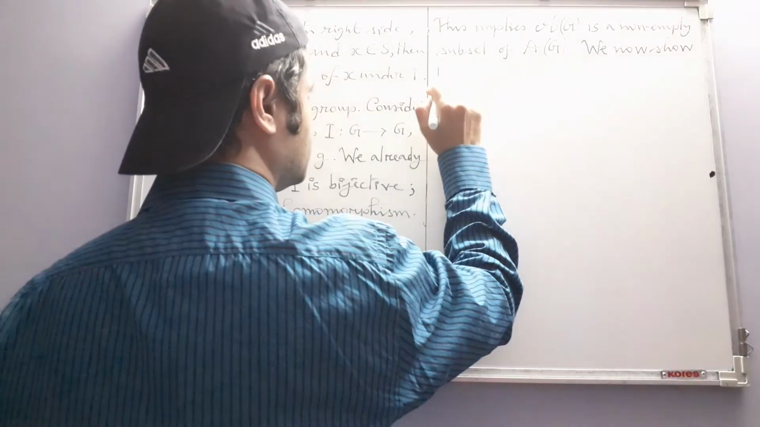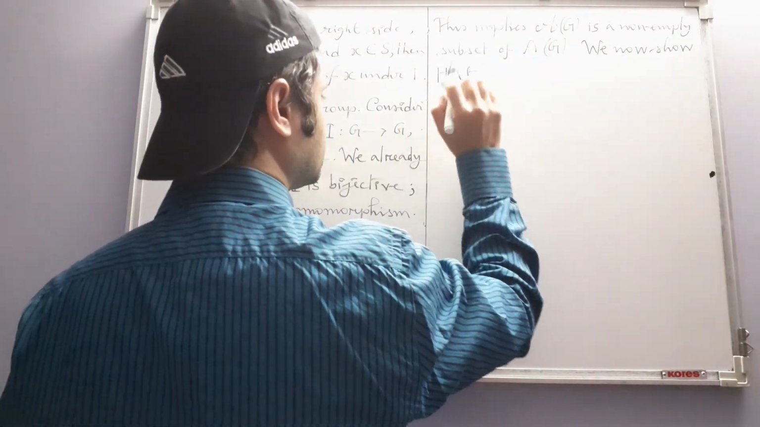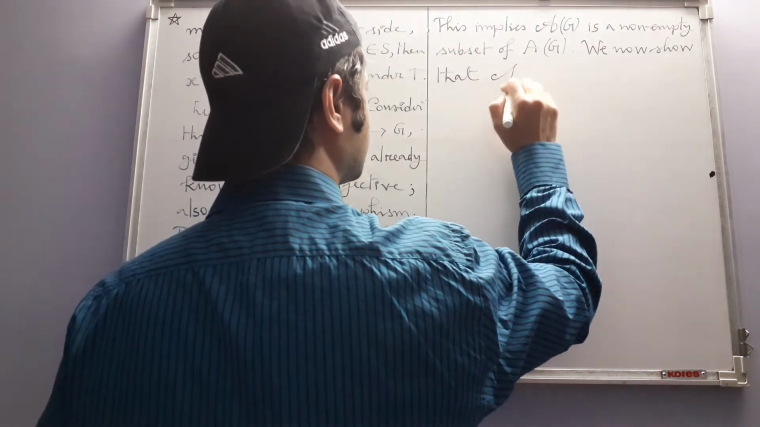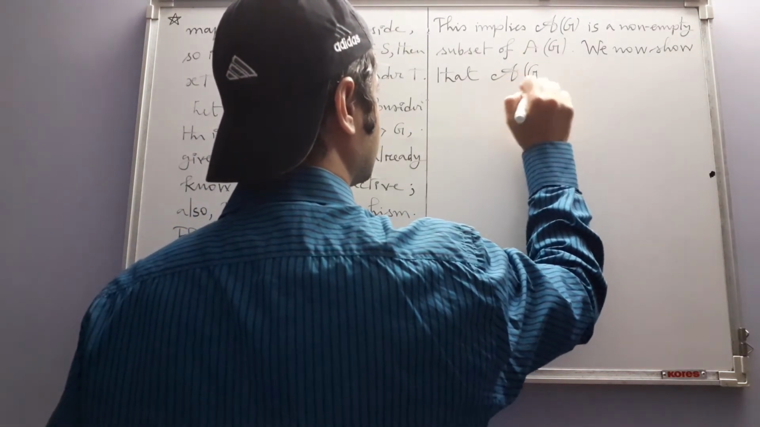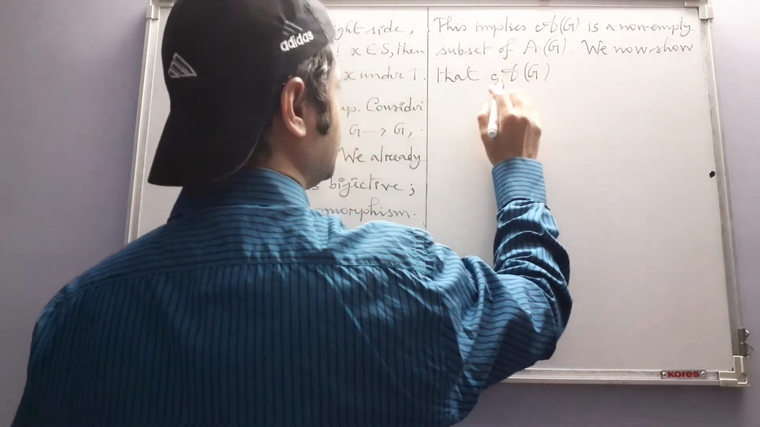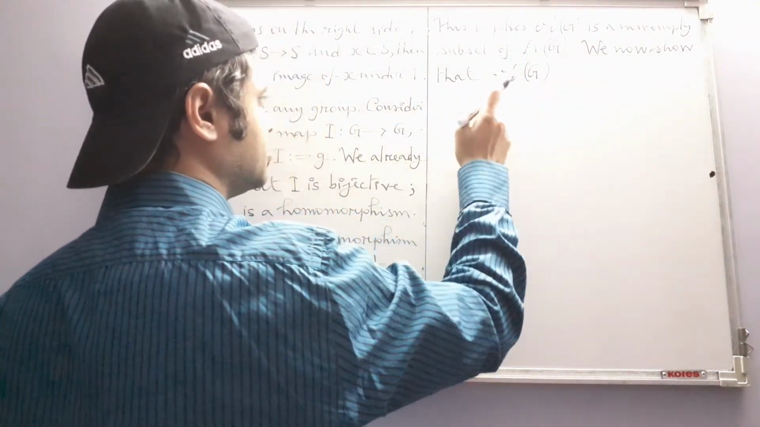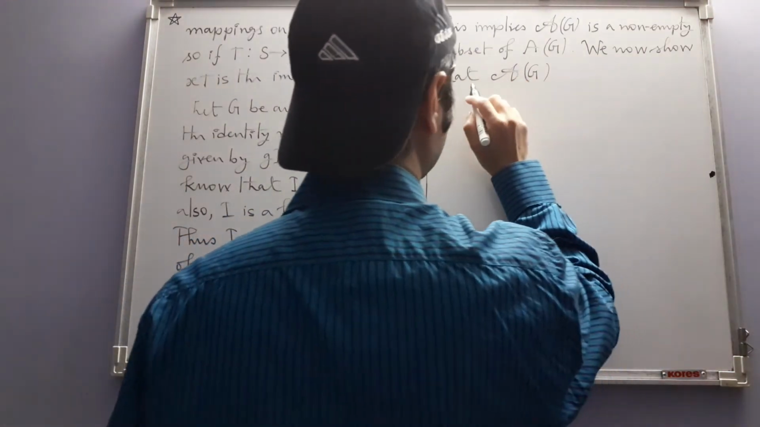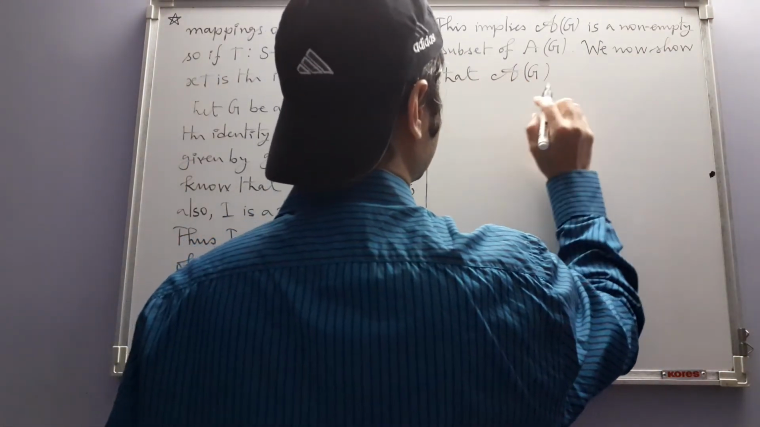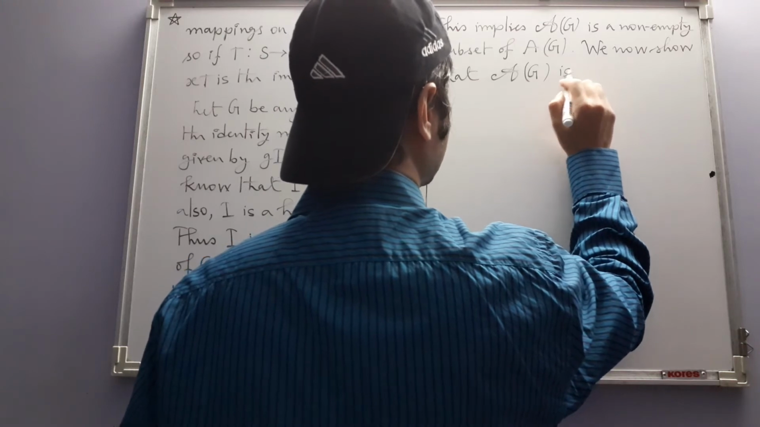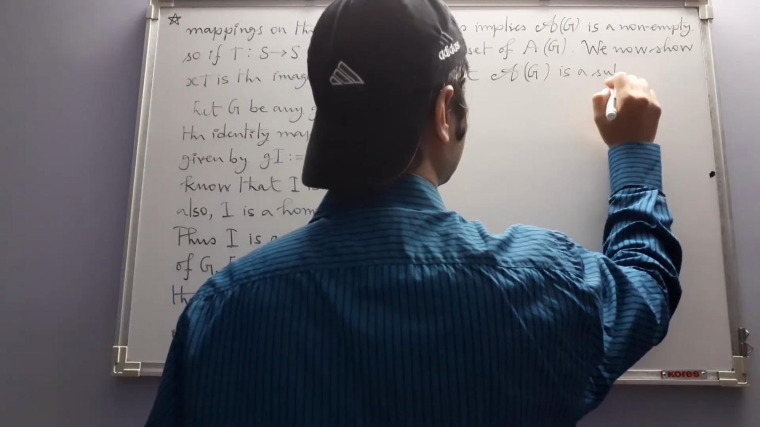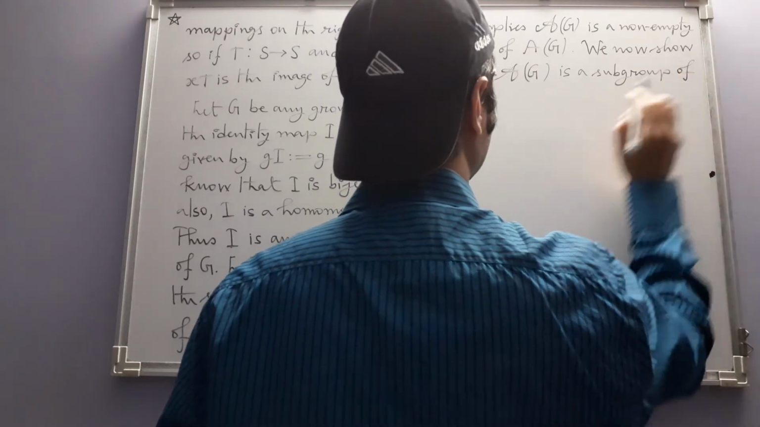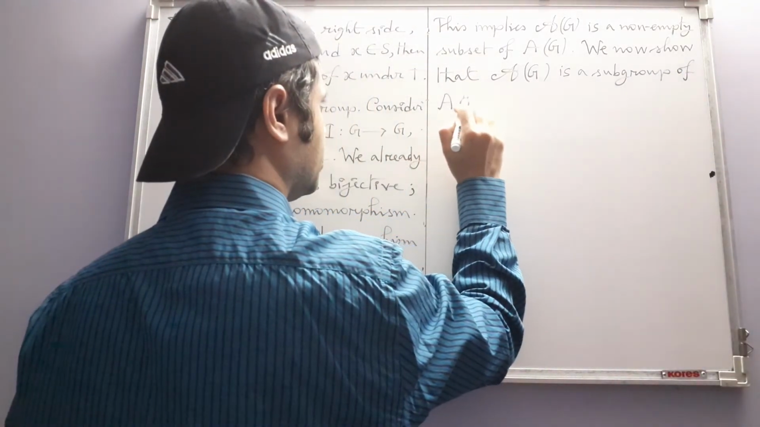We now show that this is a subgroup of A of G. I am unable to write this A. I mean, I really cannot write it beautifully.